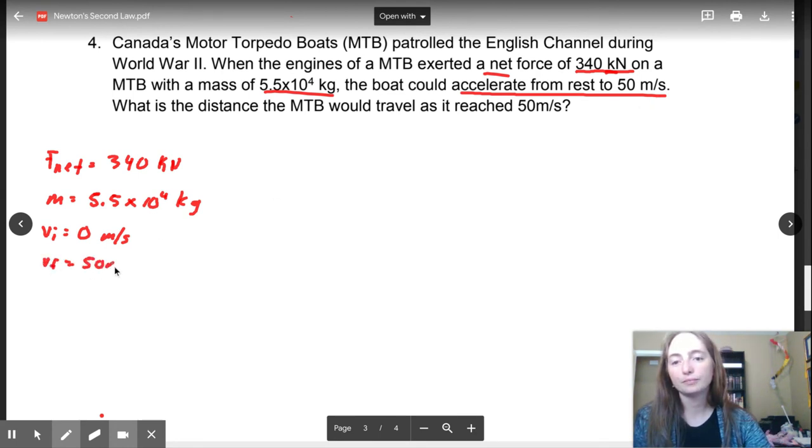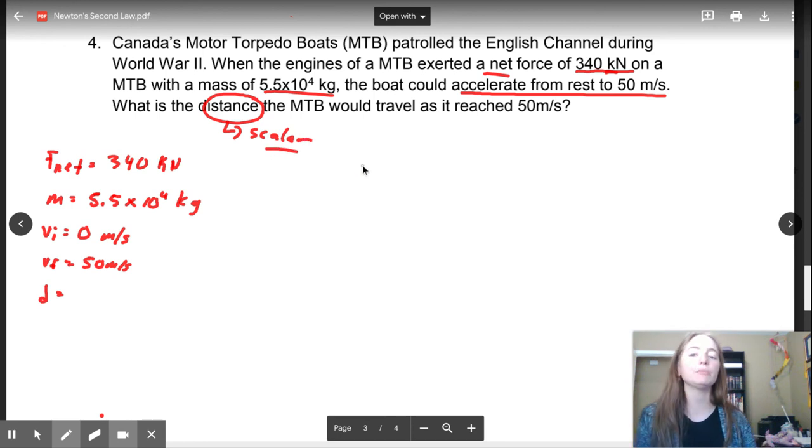What is the distance that the MTB would travel as it reached the 50 meters per second? Now, distance is scalar, so that means I do not want a direction with my answer. Sounds good? All right.